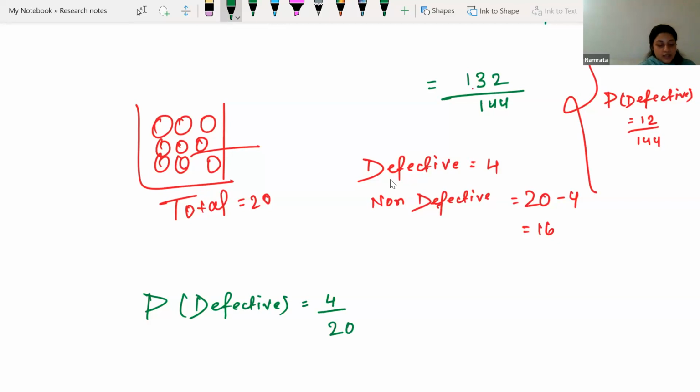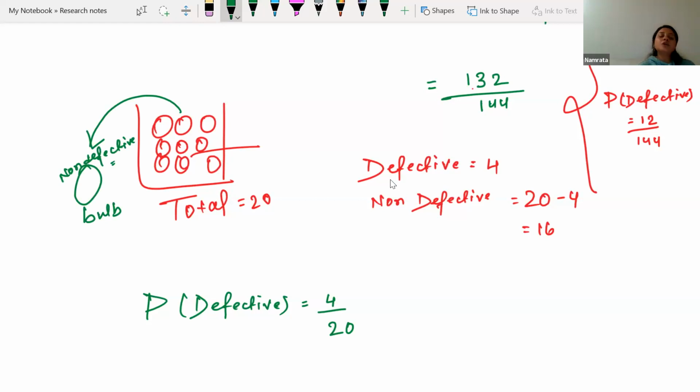Now the second part says, suppose the bulb drawn is not defective and is not replaced. So let's say whatever bulb we are taking out is not defective. That means a good, non-defective bulb we are taking out, and it is not getting replaced. So we have picked one bulb from here, and that is a non-defective bulb. Now we are not going to replace it in the basket.